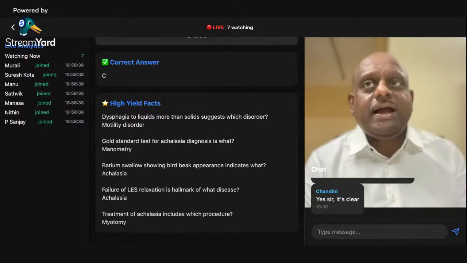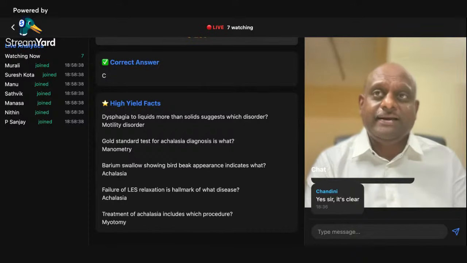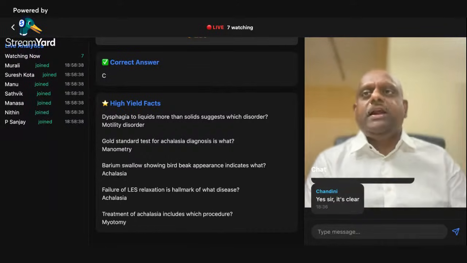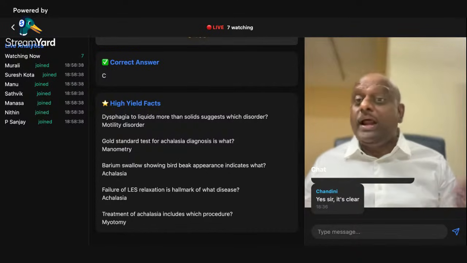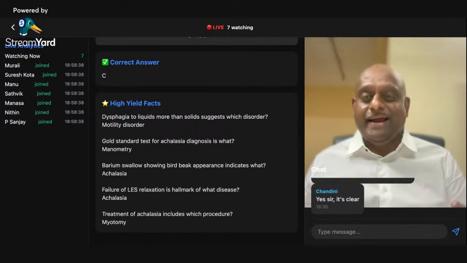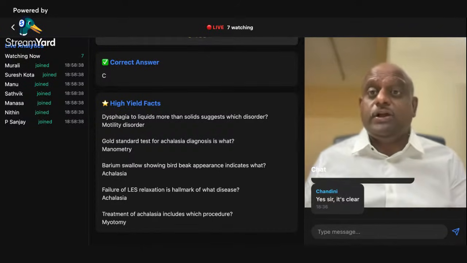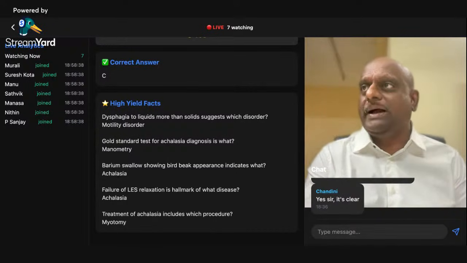So dysphagia to liquids more than solids suggests a motility disorder. And the gold standard is always manometry. And the barium swallow shows bird beak appearance. And we do Heller's myotomy to treat achalasia cardia. And the underlying pathology is failure of lower esophageal sphincter relaxation, is what you need to remember.